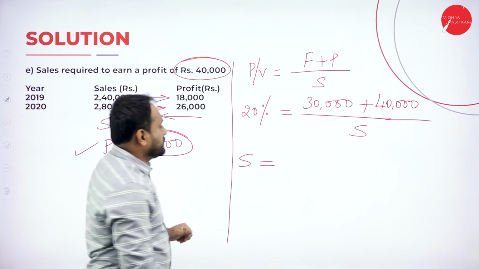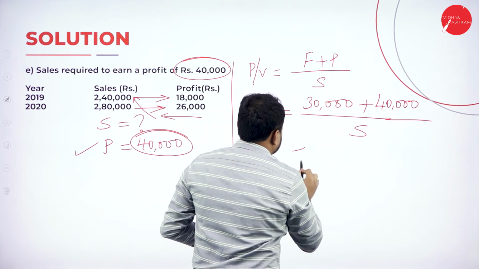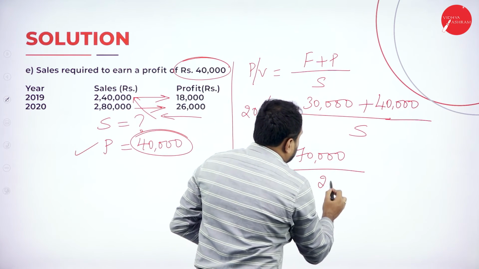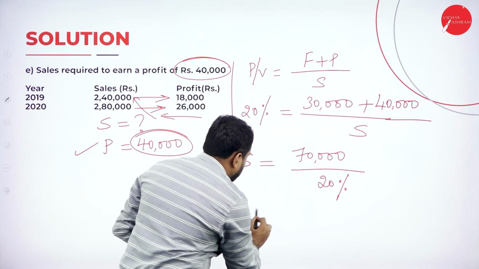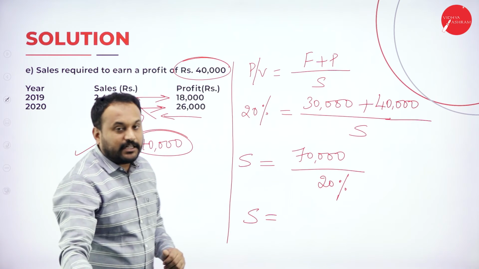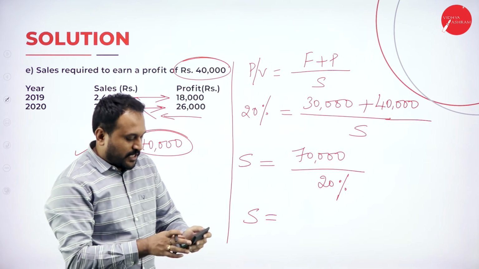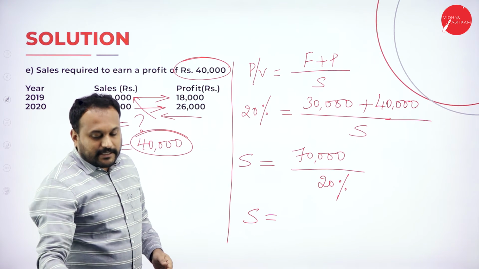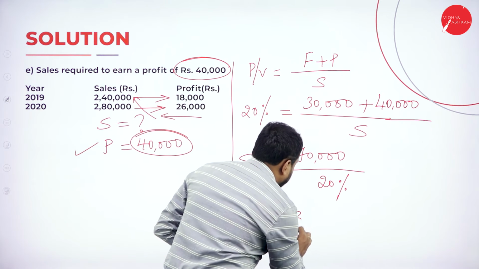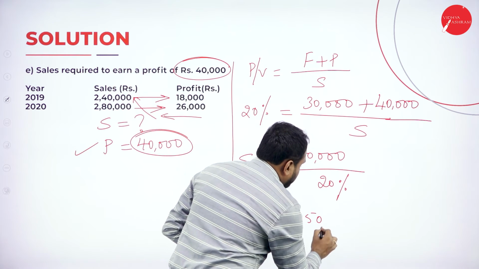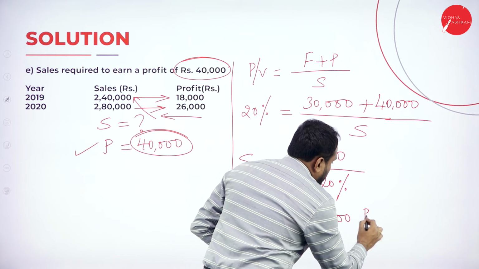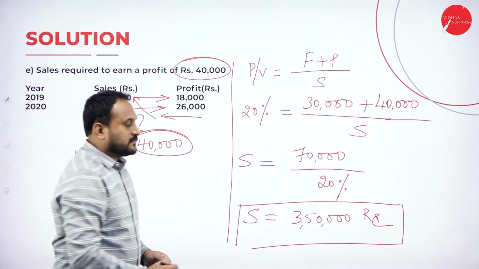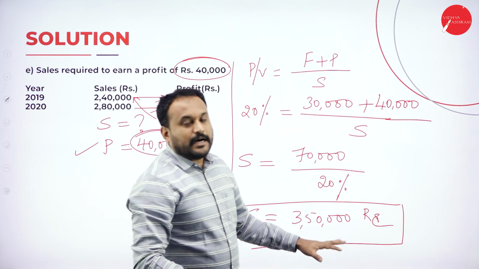Sales is equal to 30 plus 40, which is 70,000, divided by 20%. So sales is equal to 70,000 divided by 20%. It is 3,50,000 rupees. This is what my sales is. Hope you people are able to understand.